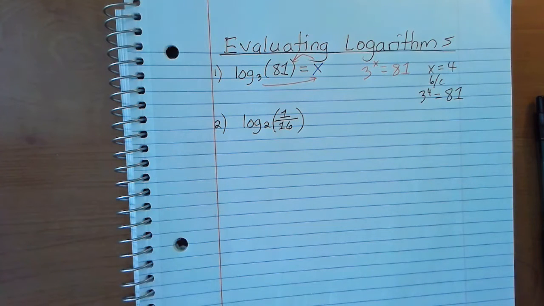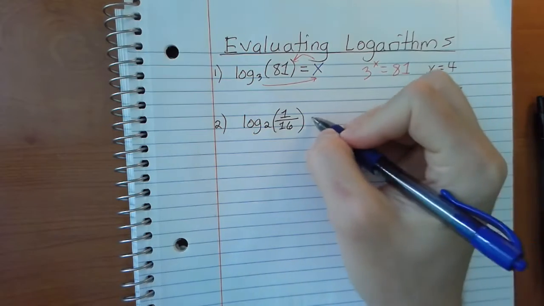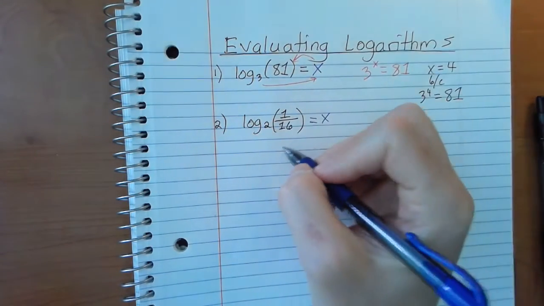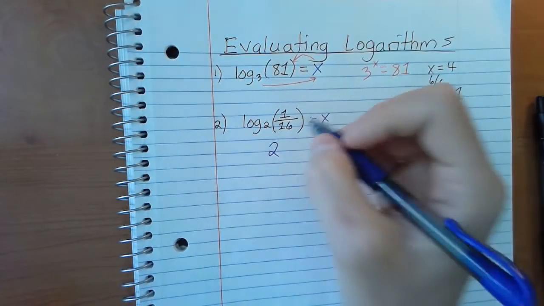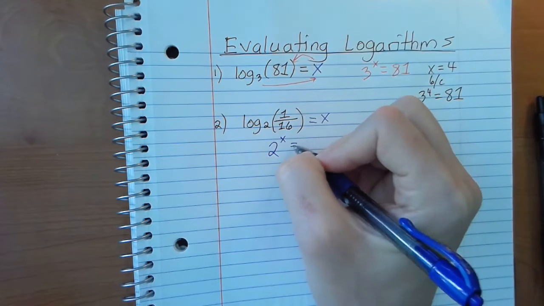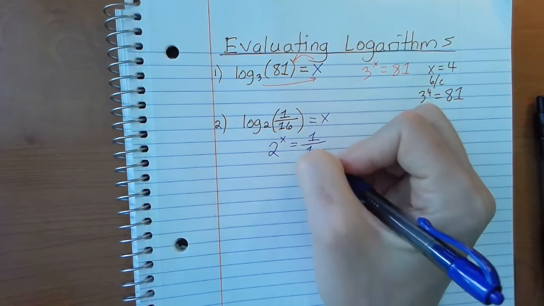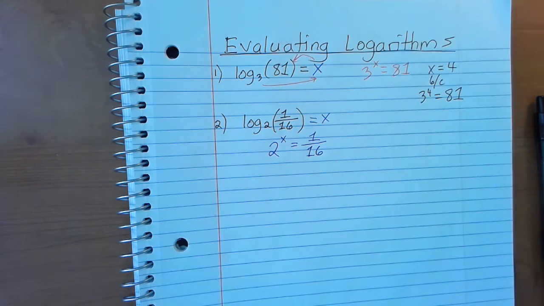This next problem takes one step up in difficulty. We want to set it equal to x first, and then we're going to convert it. 2 is the base, x is the exponent, and 1 over 16 is what it equals. Some of you might be able to just know what the answer is by looking at that, but let's say that you didn't.